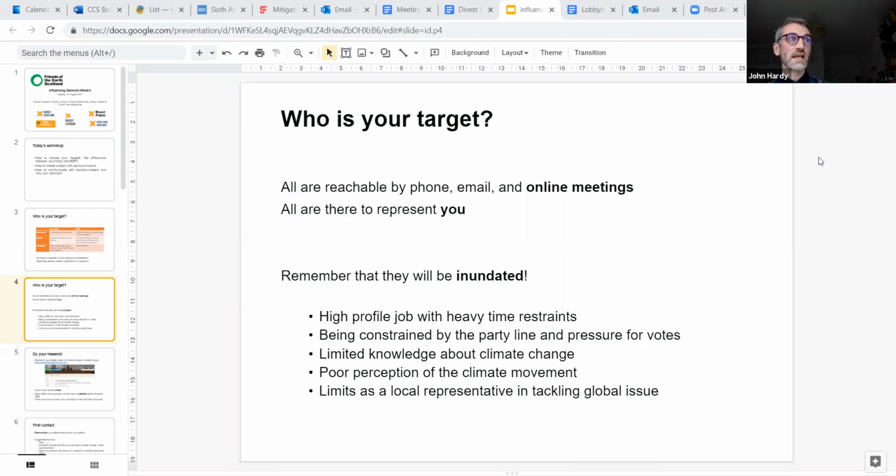It's surprising the number of political representatives who actually don't know very much about climate change. So in a lot of ways, you're actually trying to educate them a lot of the time. And it says there, on perception of the climate movement, a lot of certainly older public representatives will see the climate movement as hippies or troublemakers, and they tend not to want to be engaged.